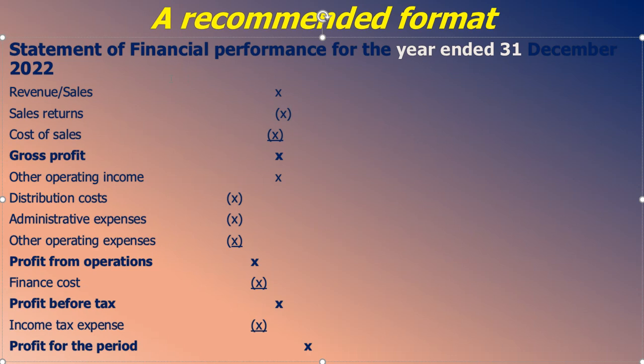When you see me putting X in a bracket, I am simply showing you that is a figure we are raising. That is a negative. So in accounting, we don't put a negative, we put the figures in brackets. So now that one, you raise cost of sales.